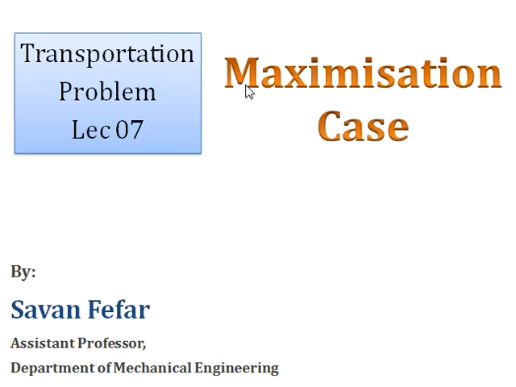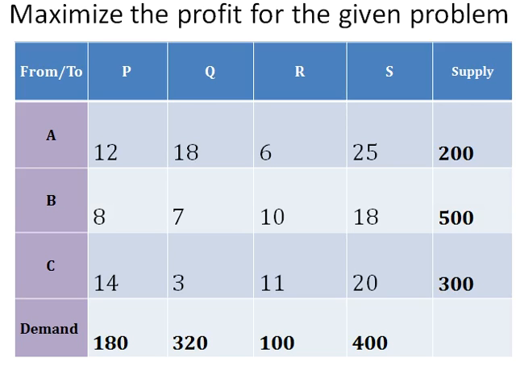So far, whatever we have discussed in all our previous lectures are minimization type transportation problems. Unless and until it has been stated, by default we consider all transportation problems to be minimization type. If it is maximization type, then it is stated in the problem statement. As we know, the transportation algorithm is designed to give you a minimum value.